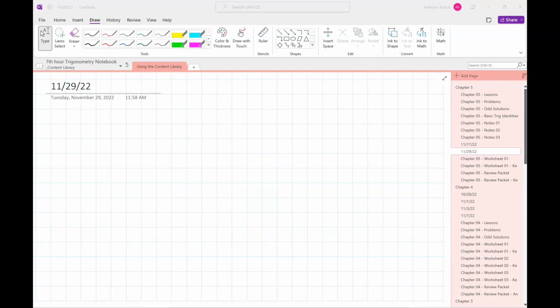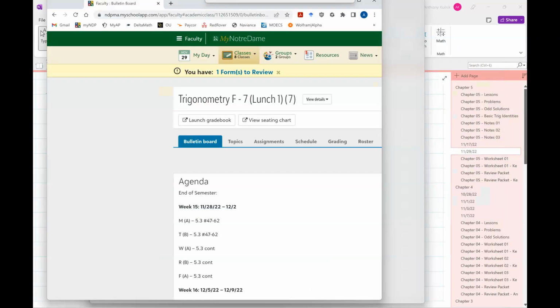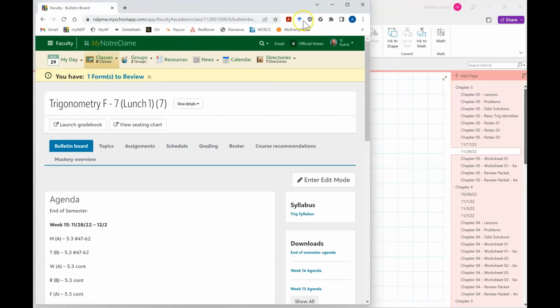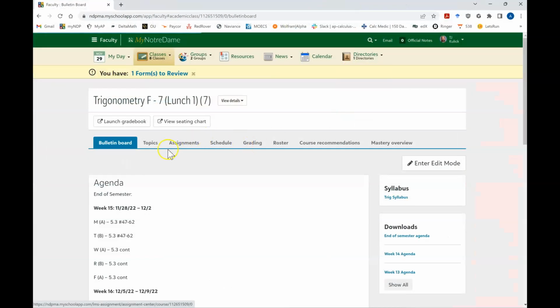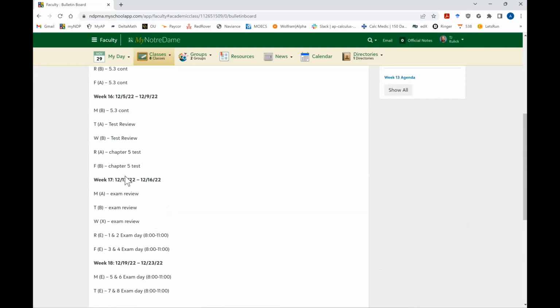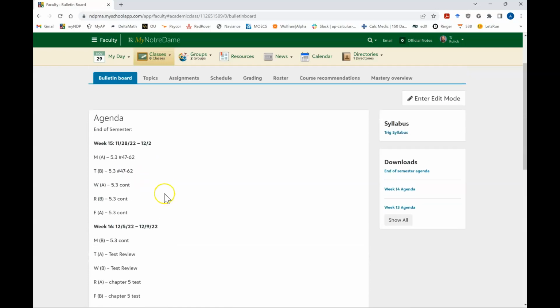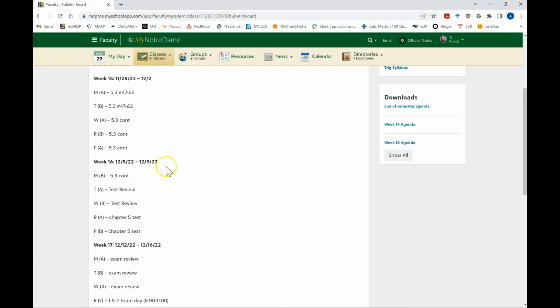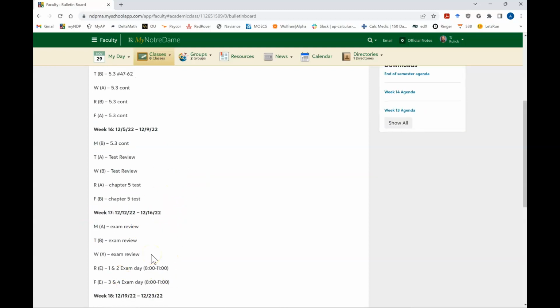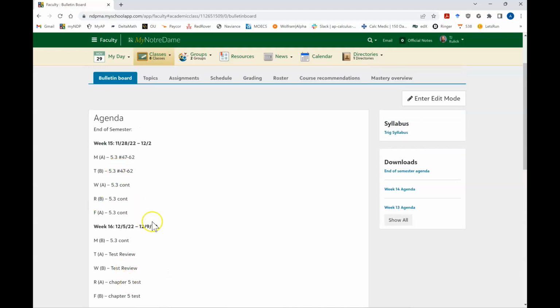To start here, I want to show you guys a little bit of something on the My Notre Dame. If you go look at our My Notre Dame page, you'll see that I have the agenda for the rest of the semester up here. The goal is just to finish chapter 5 and then we'll start the exam stuff. That's what we'll be doing for the next 2 weeks. At some point in there, there'll be a homework quiz, but we'll worry about that when it gets closer.